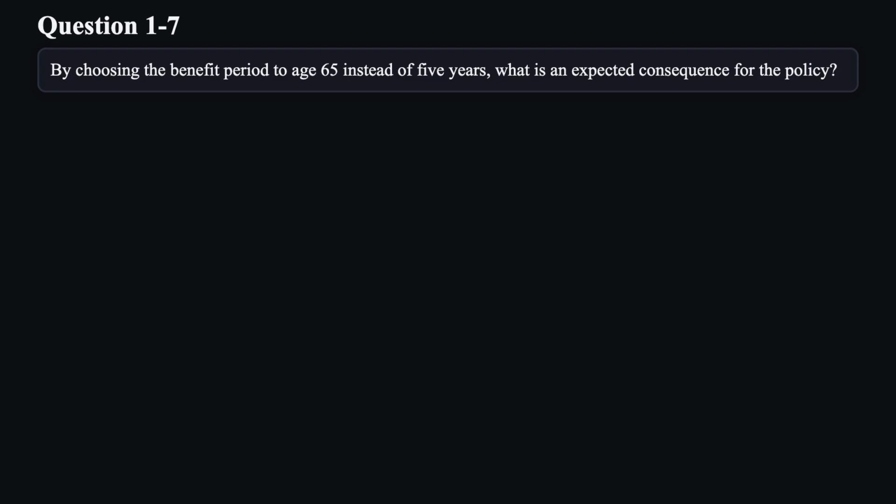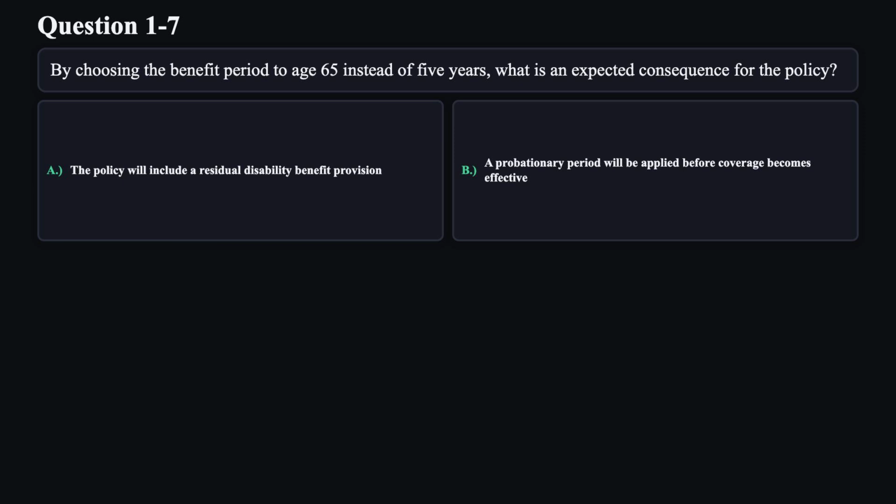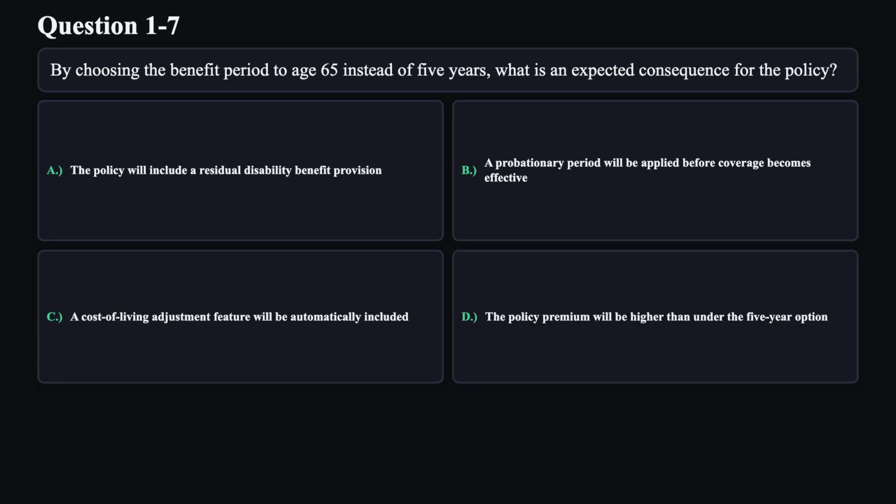Question 7. By choosing the benefit period to age 65 instead of 5 years, what is an expected consequence for the policy? A. The policy will include a residual disability benefit provision. B. A probationary period will be applied before coverage becomes effective. C. A cost of living adjustment feature will be automatically included. D. The policy premium will be higher than under the 5-year option.